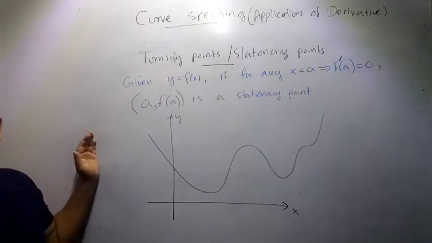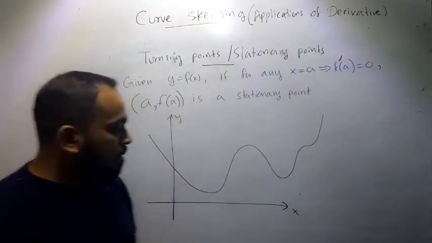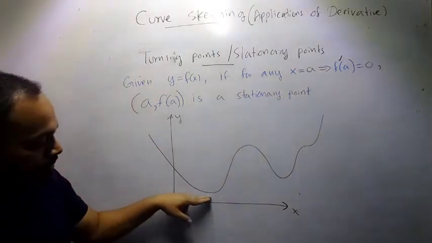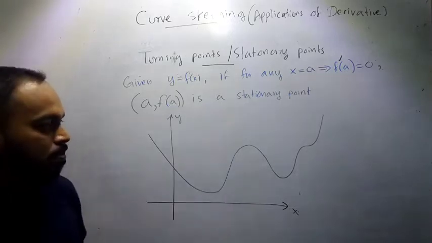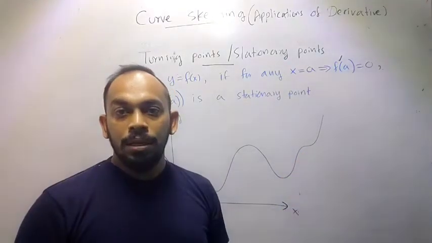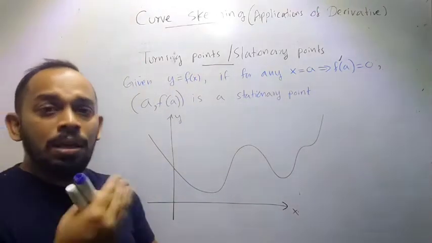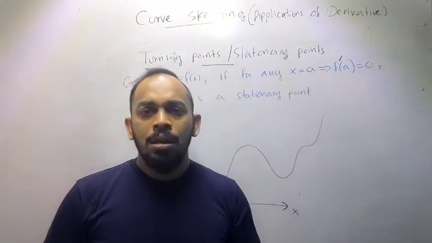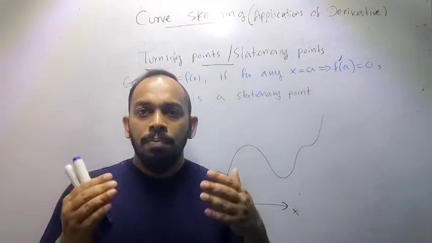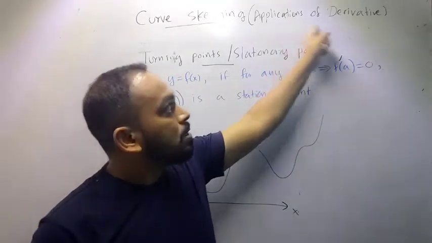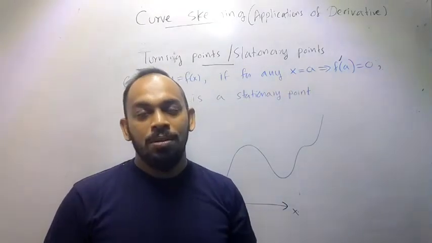These things were studied, right? So I have sketched a general curve here. You can see we have two minimum points, one maximum point, and we have another point here. So how do you determine these points using the derivative? This is the idea behind this unit, because this is under applications of derivatives. We need to know how to use the derivative to find these special points.